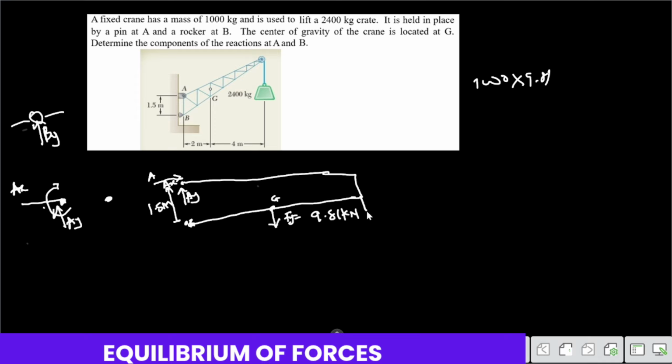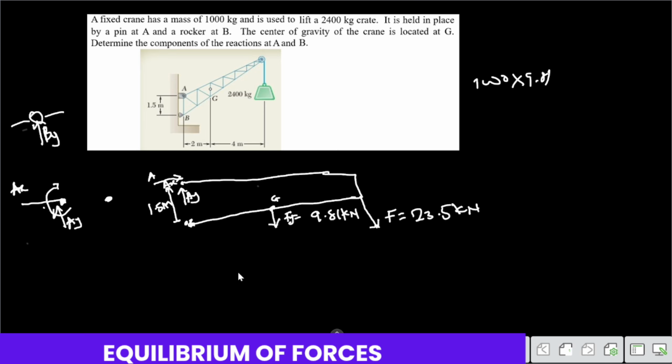Now let's look at the force that is also acting this way. So the force is also acting downward. We can say the force is 2,400 kilogram times 9.81, because it's also affected by gravitational force. That will give us a resulting value of 23.5 kilonewton. Okay. So this is all we have here.